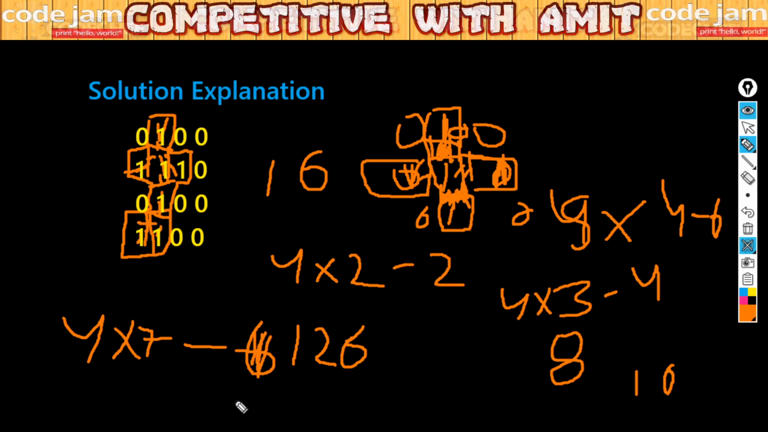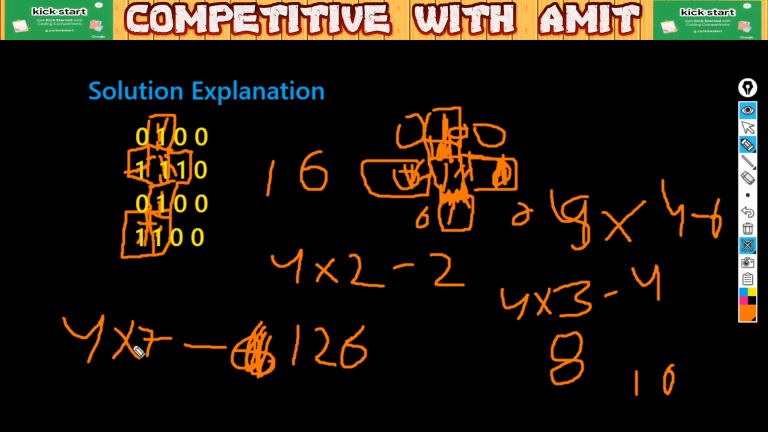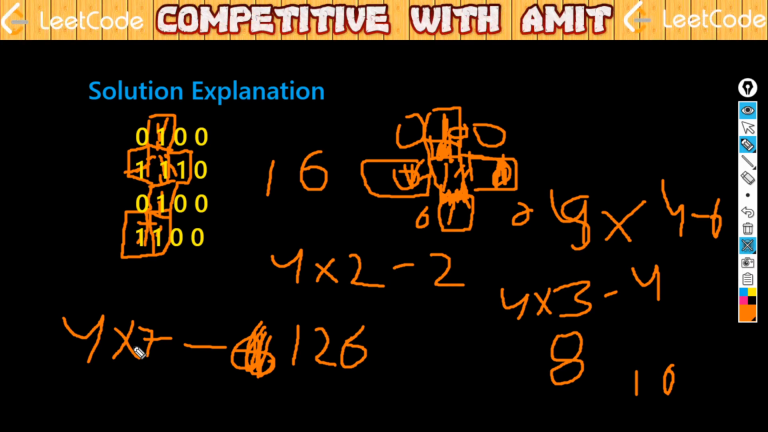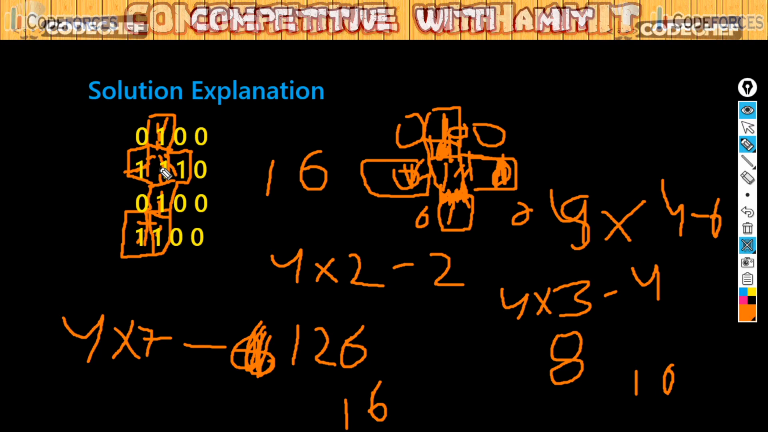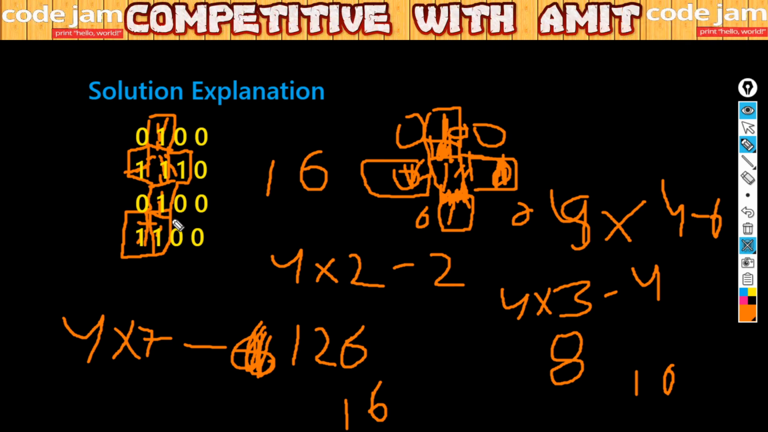So our answer, in this case also, will come to what? 4 into 7 minus 12. So the answer will be 16 in this case also. So in this case also we will get our answer. Now the question becomes that we can easily count the number of ones. Now how will we count the number of lines?